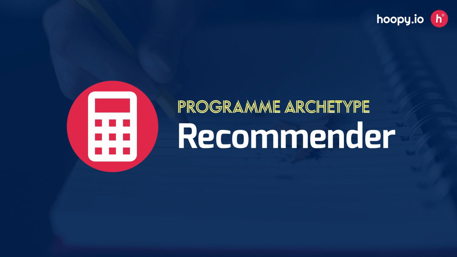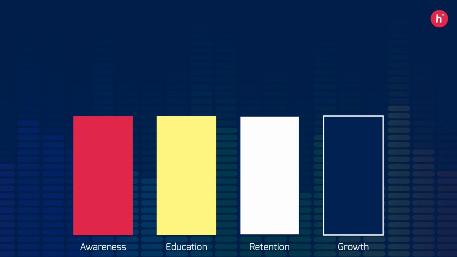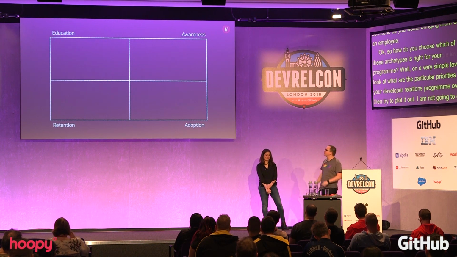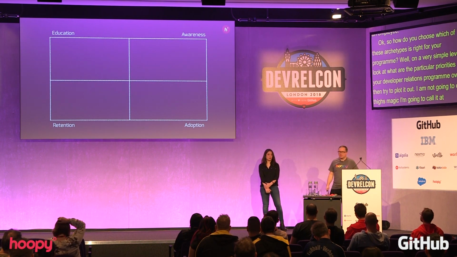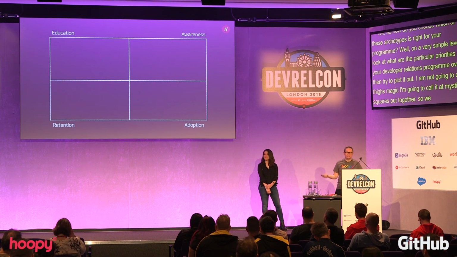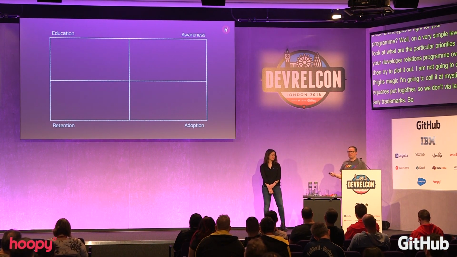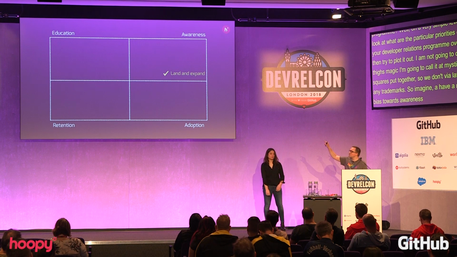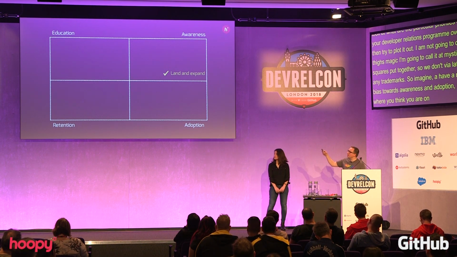Okay, so how do you choose which of these archetypes is right for your program? Well, on a very simple level, look at what are the particular priorities of your developer relations program overall, and then try and plot it out. Now, I'm not going to call this a magic quadrant. I'm going to call it a mystical 4 squares put together, so that we don't violate any trademarks. It's way better. But imagine you have a real bias towards awareness and adoption. Then plot where you think you are on this graph, and it'll give you the answer.